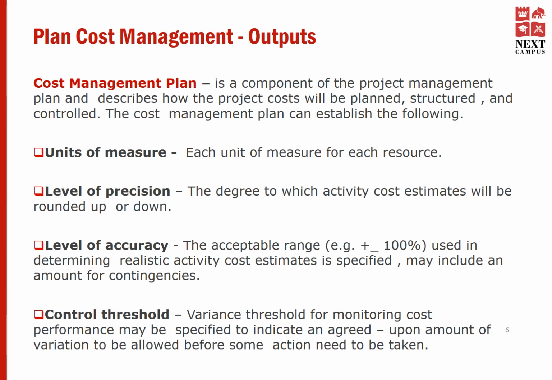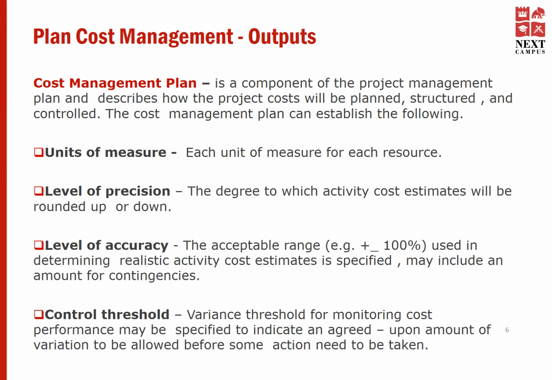Plan cost management outputs. Cost management plan is a component of the project management plan and describes how the project cost will be planned, structured, and controlled. The cost management plan can establish the following. Units of measure. Each unit of measure for each resource. Level of precision. The degree to which the activity cost estimates will be rounded up or down.